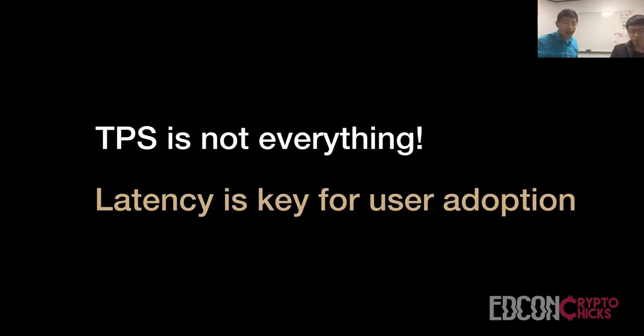Transaction per second is not everything. We talk about transaction per second a lot, but latency is actually extremely important for user adoption, because if you have extremely long latency, there's no user interaction possible, right? So let's say I'm doing some interactive user applications. If there's no interaction, there's no broader adoption, right?